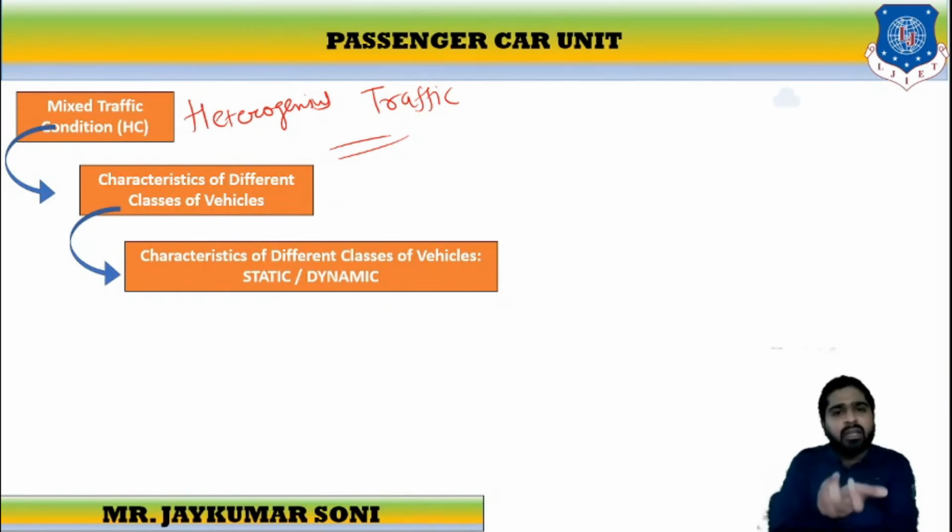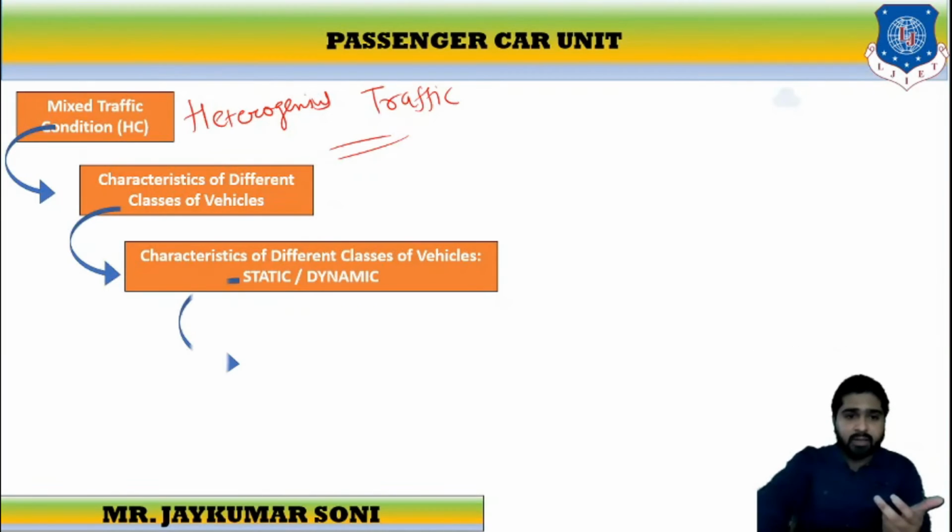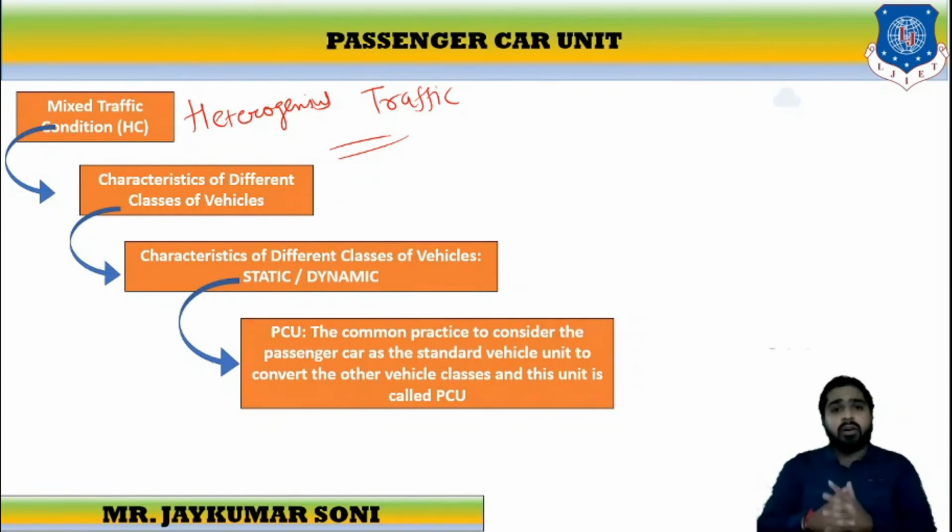We have learnt in vehicular characteristics that there are two types of characteristics. First is static and second is dynamic. So, what is PCU? It is the common practice in which we consider the passenger car. Let us take an example of Swift or Maruti or Zen or Wagon R. These are the examples of normal passenger cars. We consider these passenger cars as the standard vehicle unit.